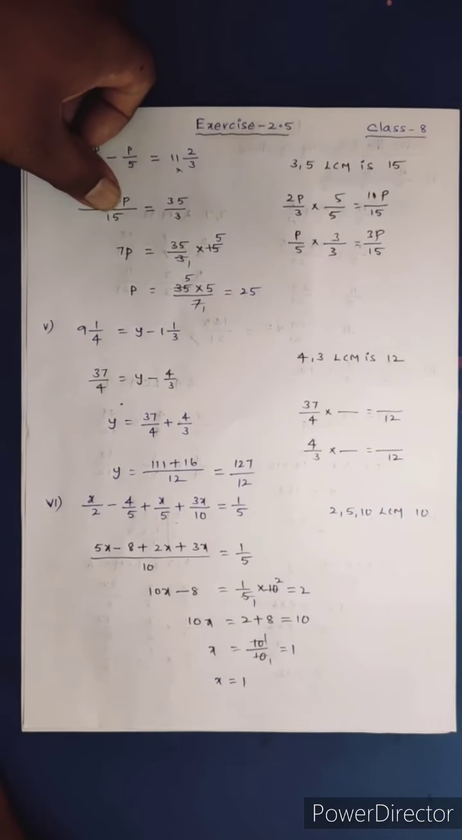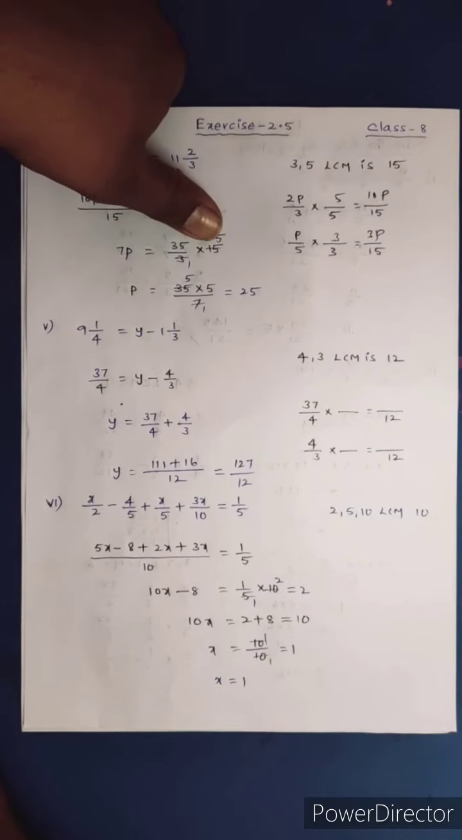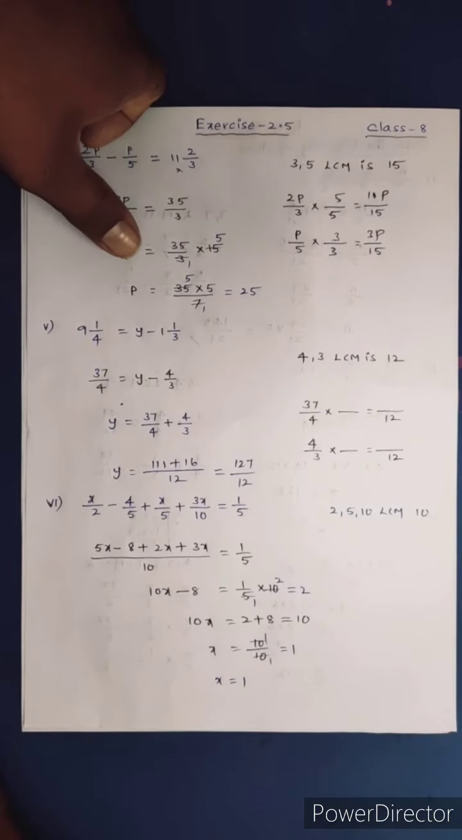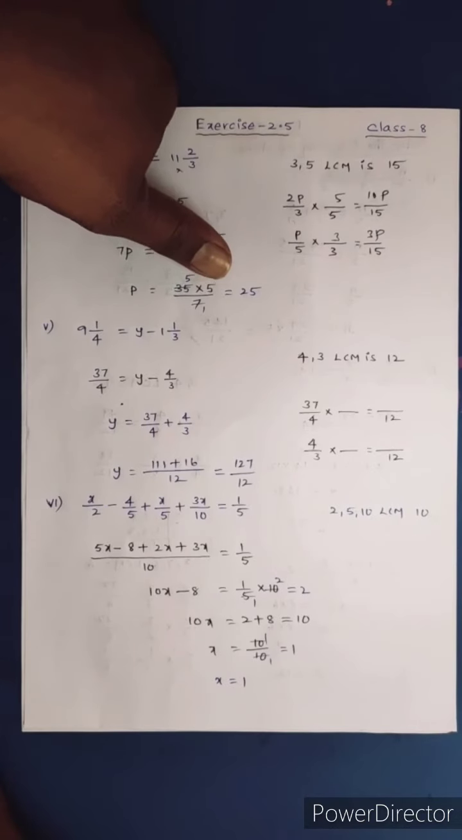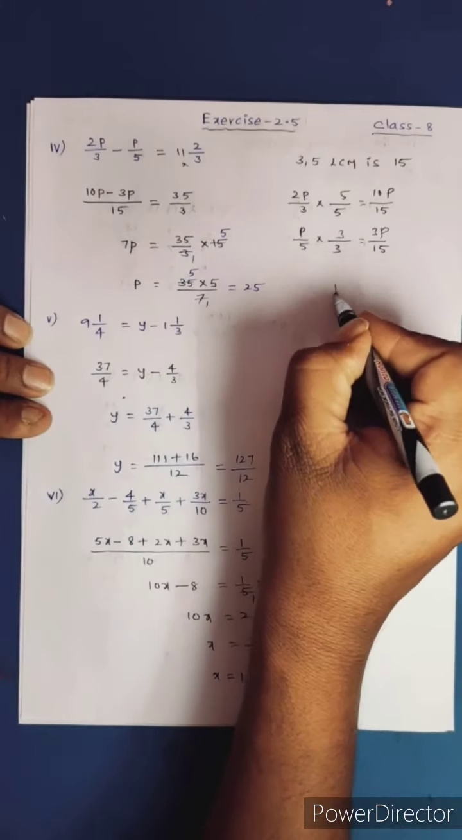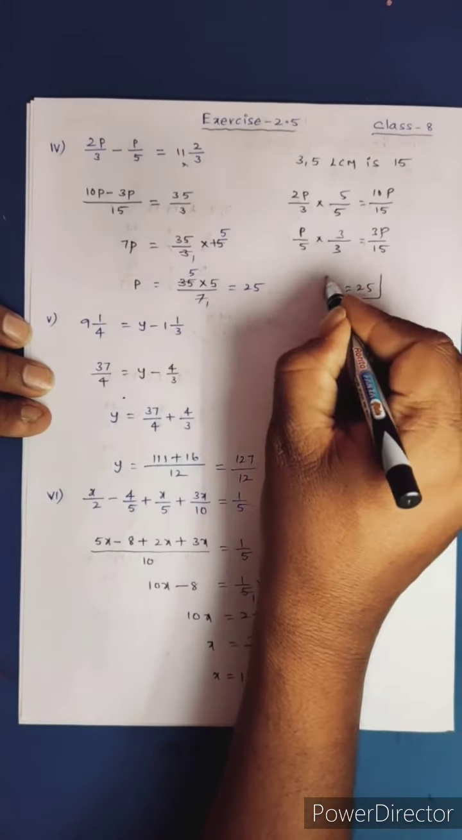The 15 is doing division, so sent to the other side it is multiplication: 35/3 into 15. 3 ones are 3, 3 fives are 15. Now 35 into 5. The 7 is sent to the other side: 7 ones are 7, 7 fives are 35. 5 fives are 25. Then the value of p is equal to 25.